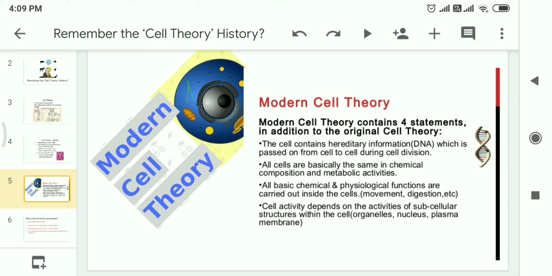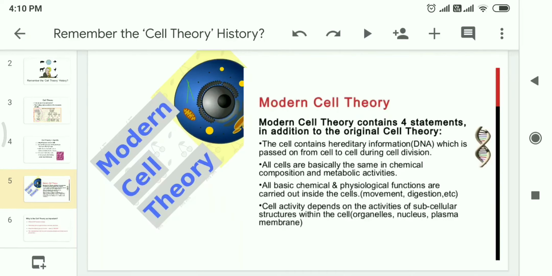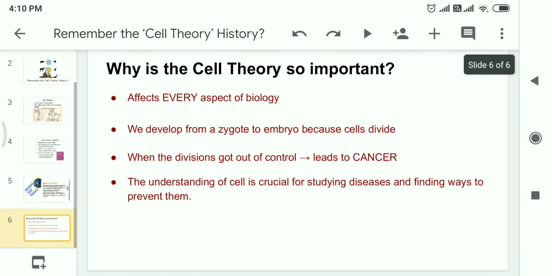Then all basic chemical and physiological functions are carried out inside the cells, and the whole cell's activity actually depends upon subcellular structures. Subcellular structures basically over here means all the organelles like nucleus, the lysosomes, the plasma membrane, different parts of the cells that work together for the cell to complete its function.